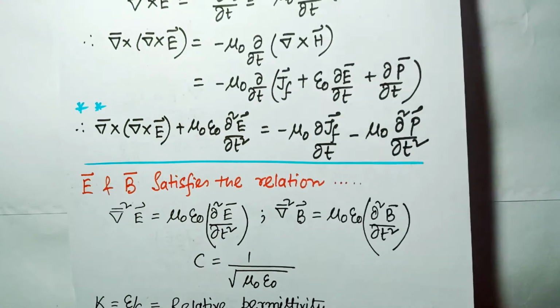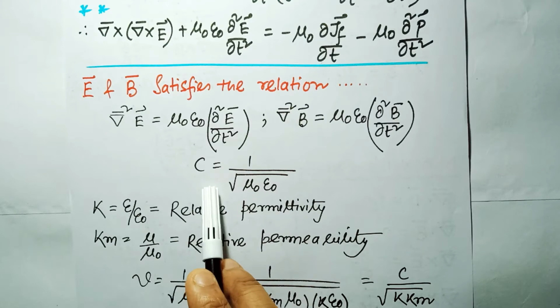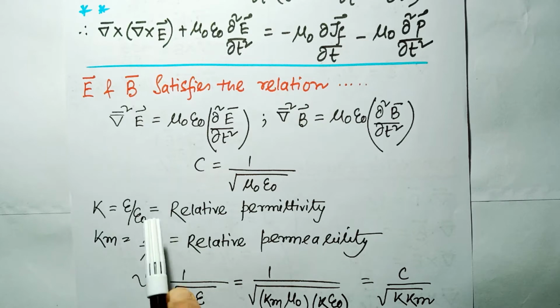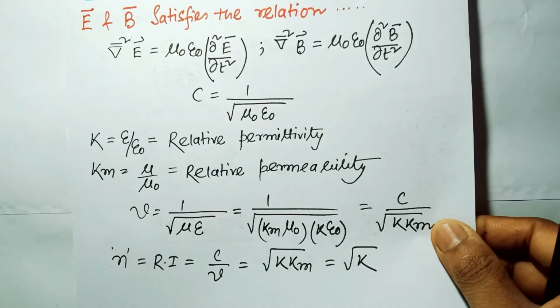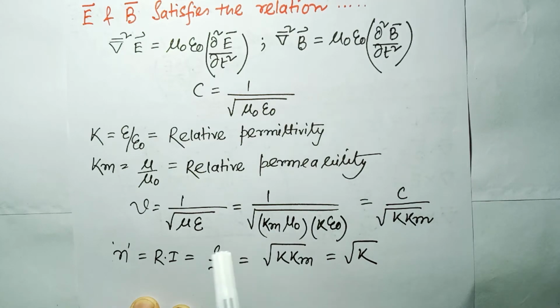From there we can get the expression for c, the velocity of light in vacuum. So c is equal to 1 by square root of mu naught epsilon naught. We can also define two quantities: K is equal to epsilon by epsilon naught, where K is called the relative permittivity, and Km is equal to mu by mu naught, where Km is called the relative permeability. The speed of light in any medium we can write as v is equal to 1 by square root of mu epsilon. We can write mu as Km mu naught, and epsilon as K epsilon naught.